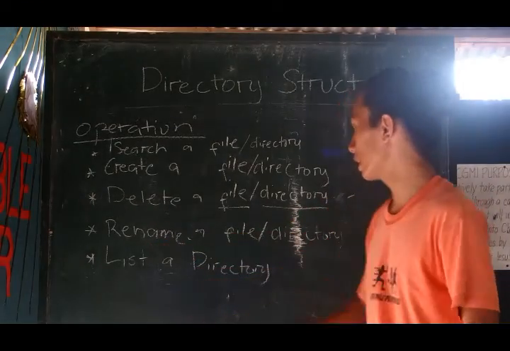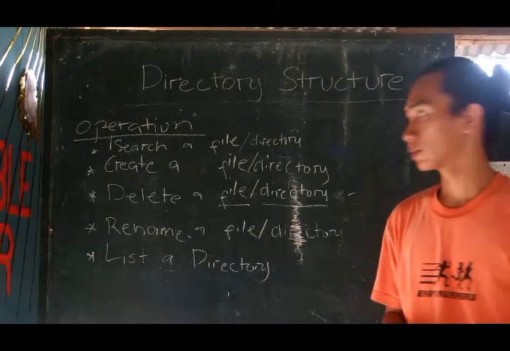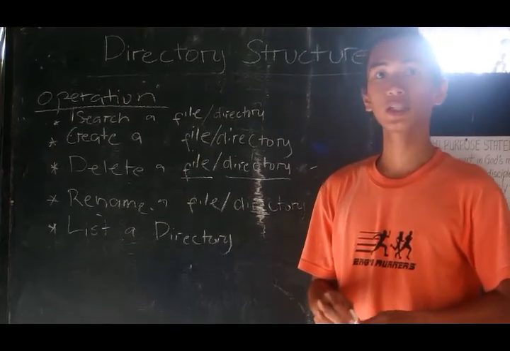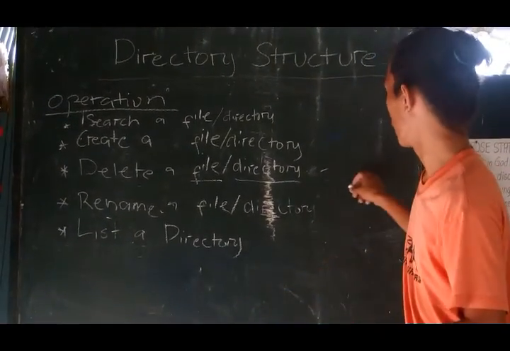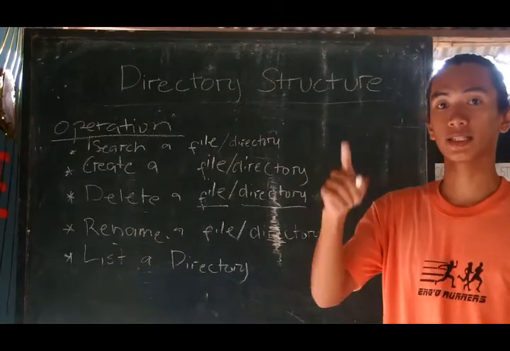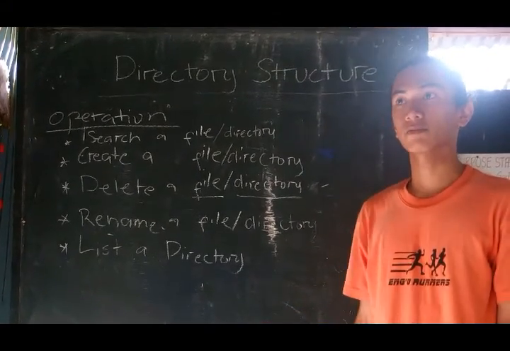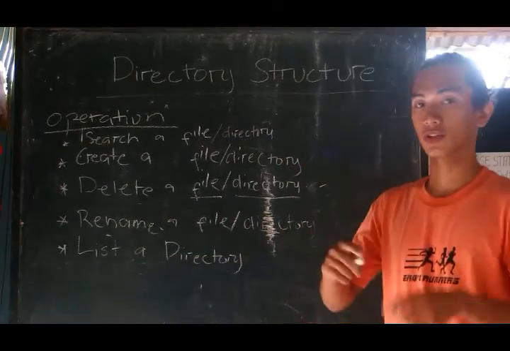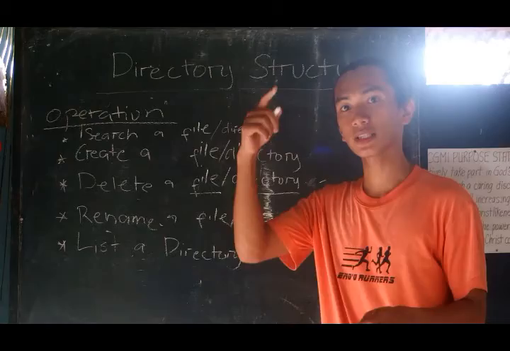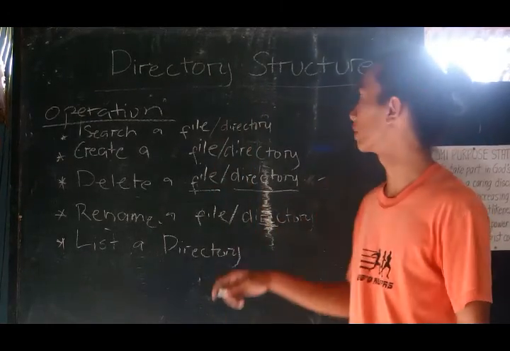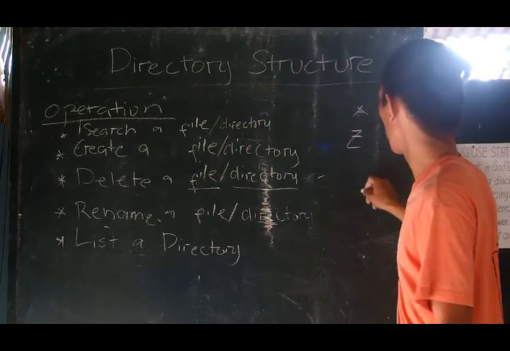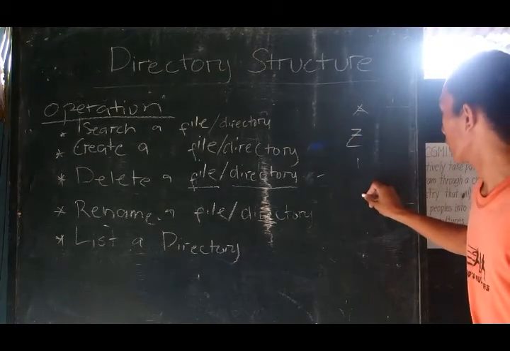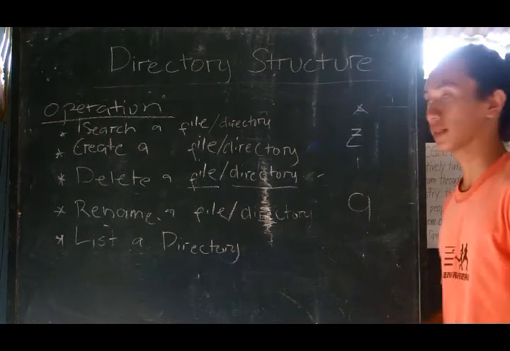Next, rename a file or a directory. Renaming a directory will not rename the subdirectories in that directory. Next is list a directory. It will literally sort all the directories from A to Z, or numeric 1 to 9.